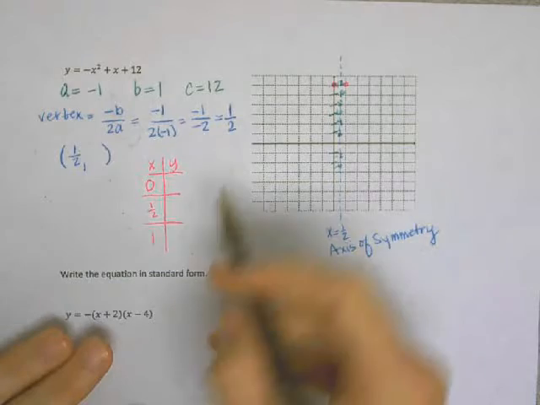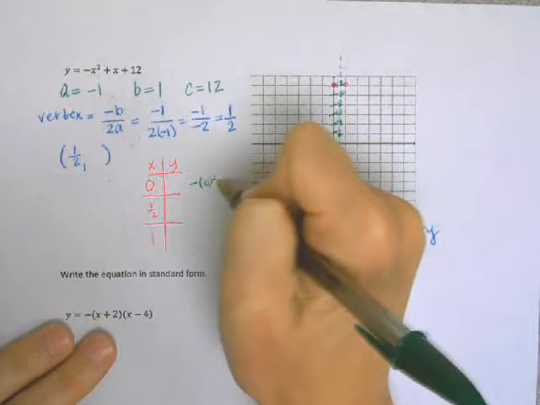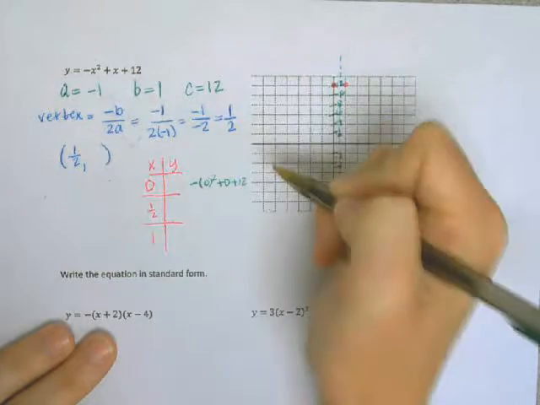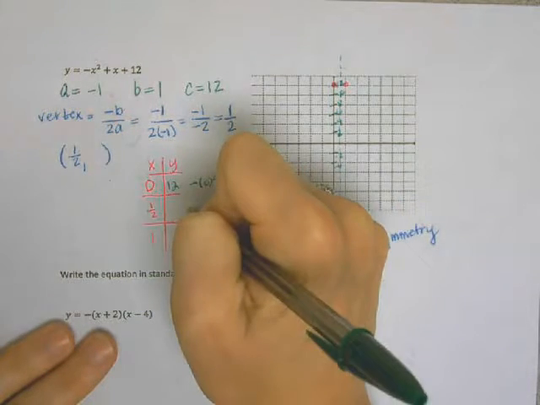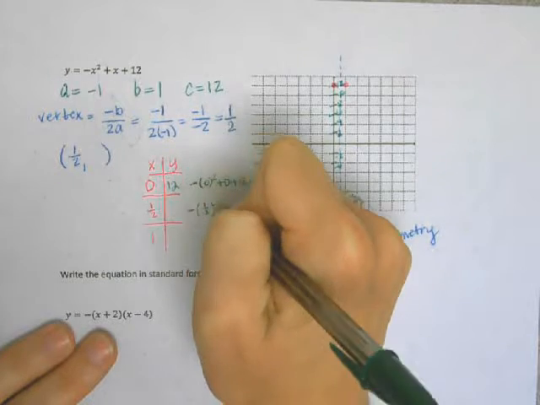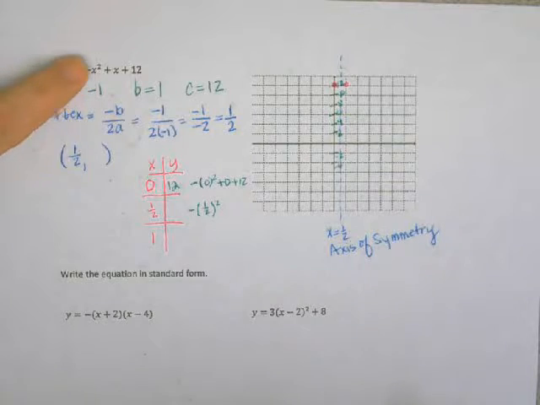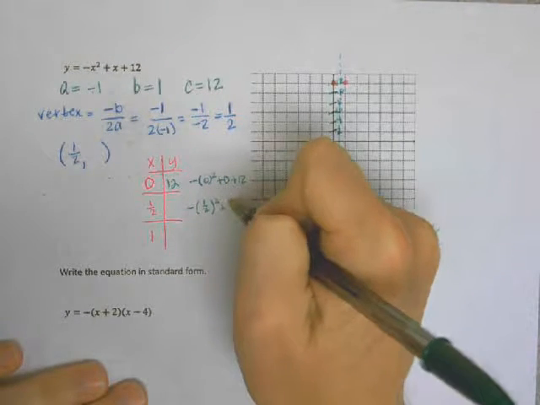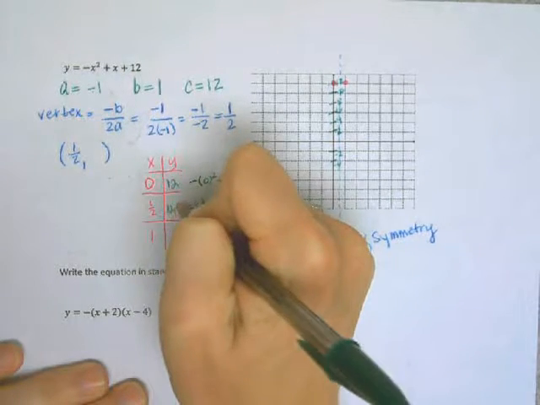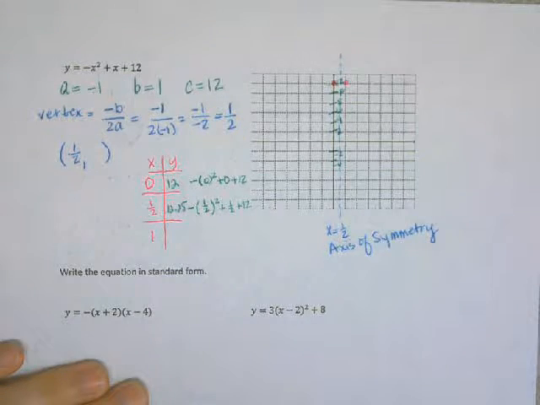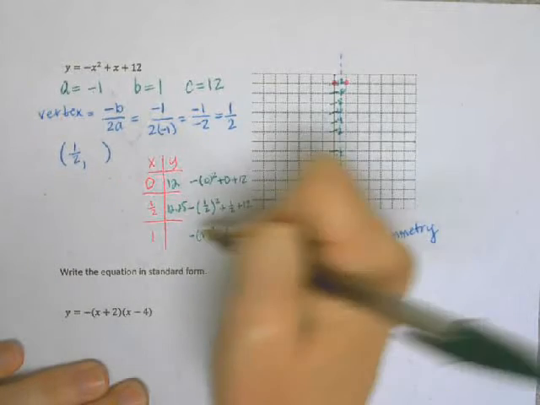But if I plug in 0 to my function, negative 0 squared plus 0 plus 12, I will get 12. If I plug in 1/2, because this equation is -1 times x squared plus x plus 12, I get 12.25. If I plug in 1, I will get 12.